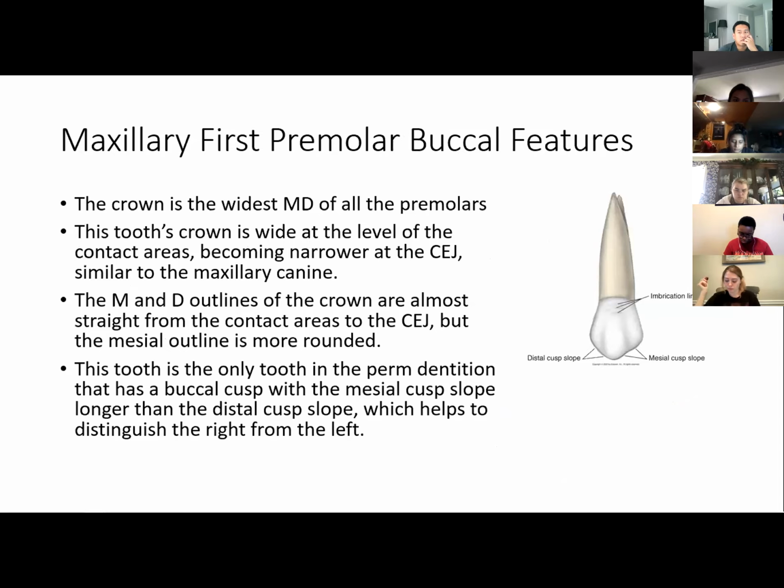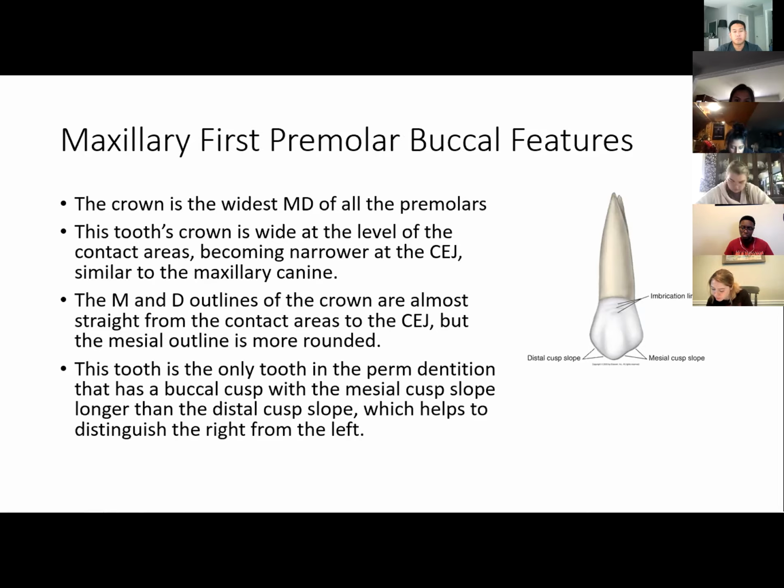All right, so let's look at the buccal of this tooth. The crown is the widest, mesial to distally, of all premolars, and this tooth's crown is wide at the level of the contact area, and then becomes narrower at the CEJ. I think you guys drew premolars last week, just like the cuspid we talked about the other day. It is widest here, and then it narrows in towards the CEJ.